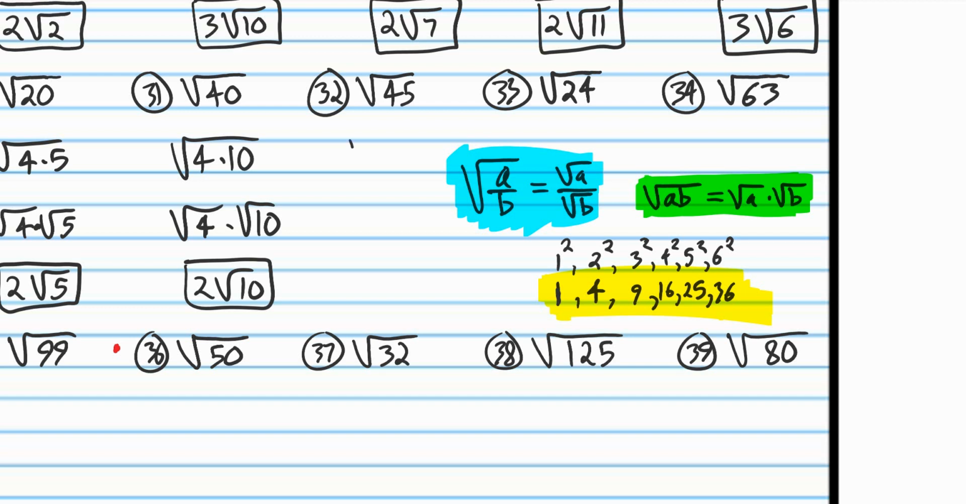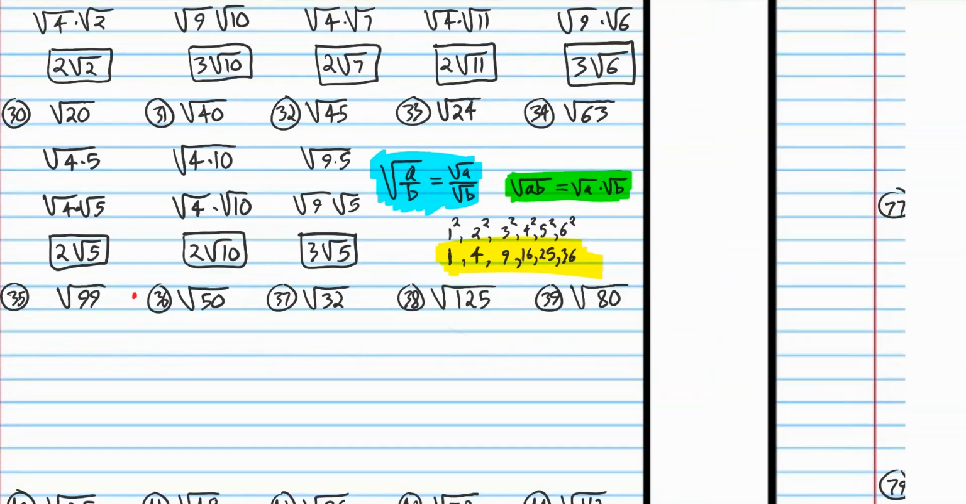All right, we're back. So 9 times 5 is what we're looking for. We could have used 3 times 15, but again, these are not on the yellow list. We're looking for a perfect square. Use the green principle. And we have 3 root 5. So if you got 3 root 5, good job.